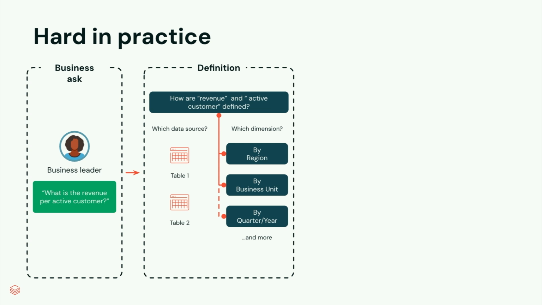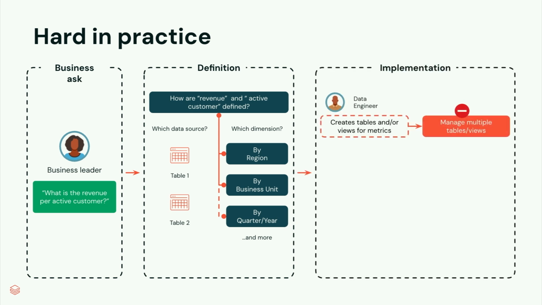And once you decide, okay, here's my revenue per active customer definition, then you need to understand what your business is going to use this metric for. Are they going to analyze it by region? Are they going to look at it by business units? Are they going to look at it by 50 other things, in reality? You're going to have many dimensions to look at.